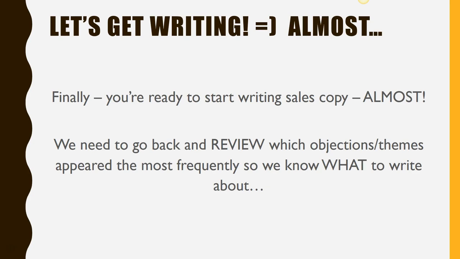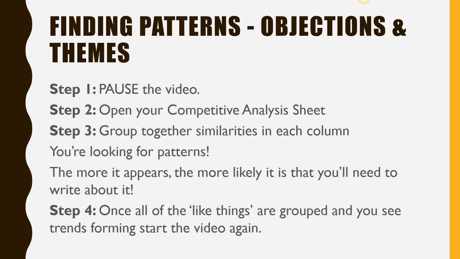First of all, before you can go and write your bullet points, we have to look at the objections and the themes that appeared most frequently, so we'll know what to write about. We're not going to do that right now. We are going to do that after we get through the bullet point review. But in the meantime, if you could pause the video, grab your competitive analysis sheet, so you're looking at that as we're going through and seeing how these all fit together and how they fit into the templates.